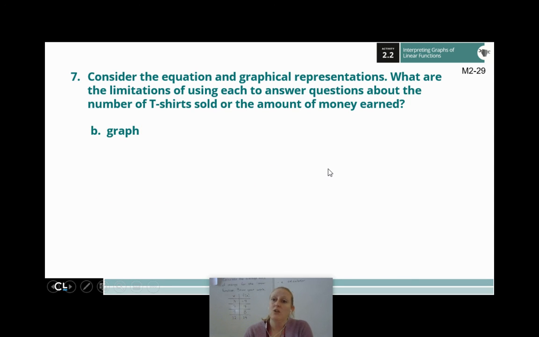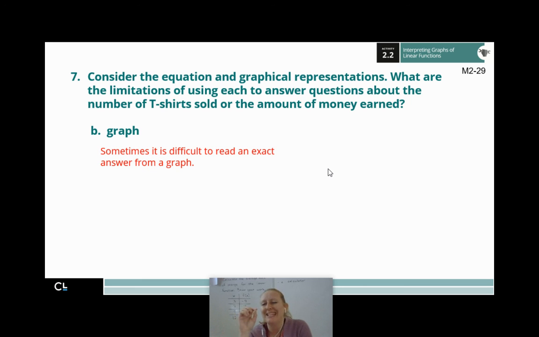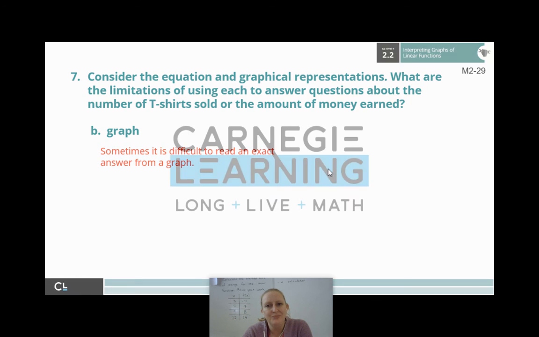The limitation of a graph is that sometimes it's difficult to read an exact answer on a graph, right? I like the equation because it gives me very exact answers, but I do have to round sometimes. The issue with my graph is sometimes it's hard to see the exact answer. Like that last graph we looked at, it was hard to tell it was exactly 6.67 on the graph. So the graph is cool, but sometimes it's hard to get an exact answer off of it.